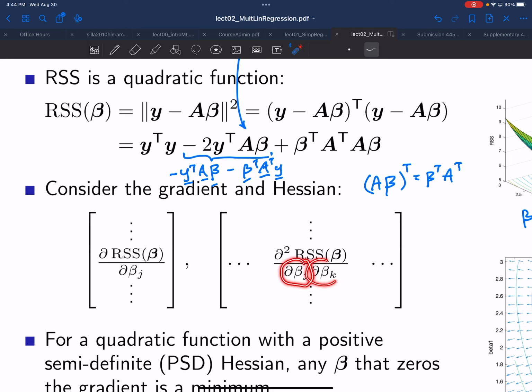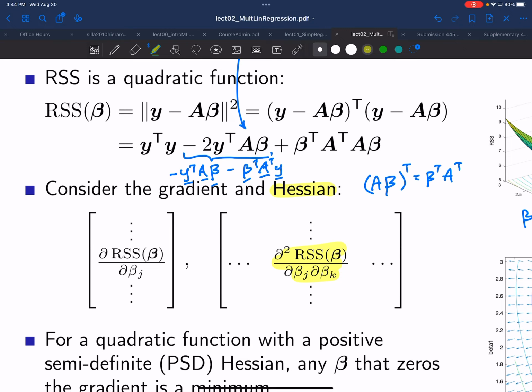d beta j, d beta k. So all the different elements in this are different values of j and k. And if this matrix is positive semi-definite, this is called the Hessian. If this is positive semi-definite, then you know that it's curved up, or at least it's never curved down.